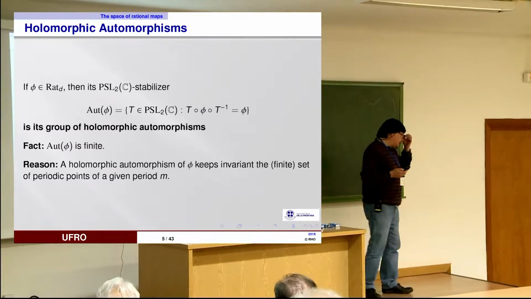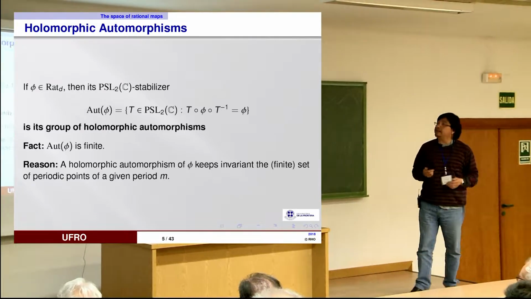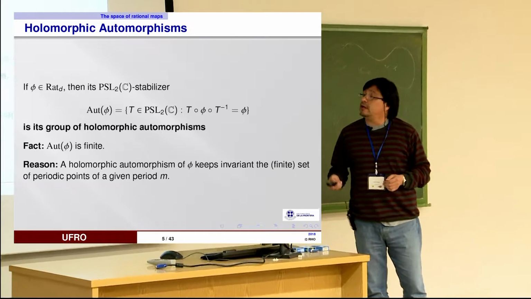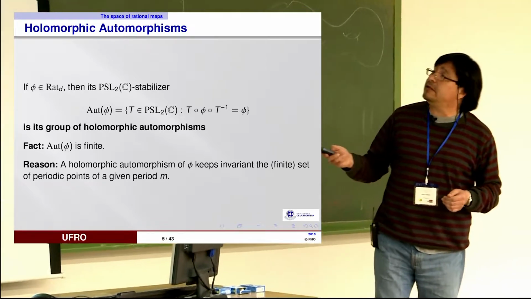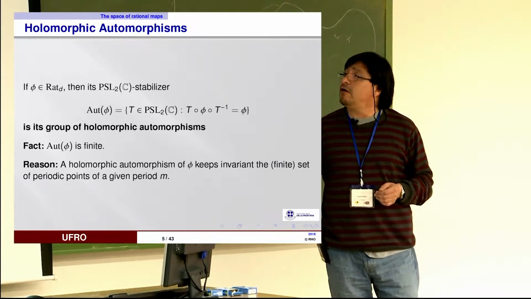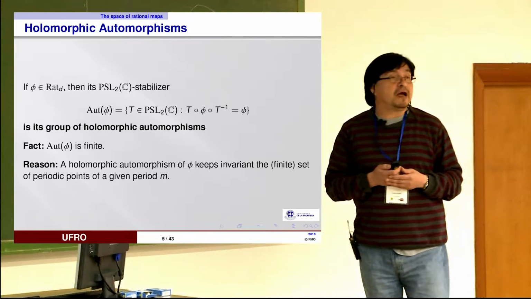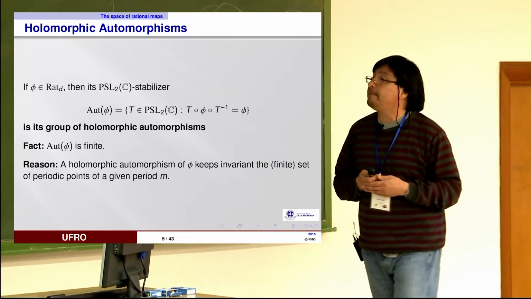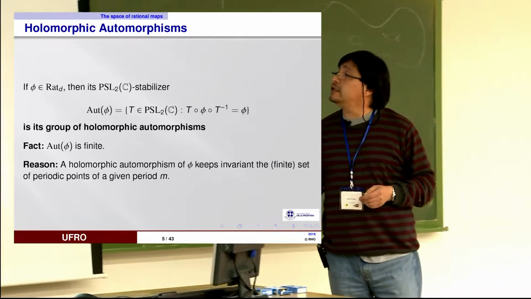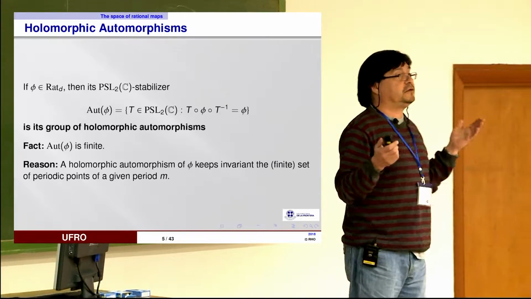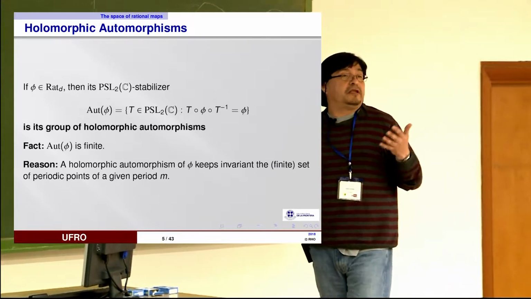So, I have said we are looking at this action of the Möbius group as a group of holomorphic automorphisms of the rational space, and the stabilizer of a rational map is what we call the group of holomorphic automorphisms of the rational map. This group is finite, and the reason is because a Möbius transformation is uniquely determined by the action at 3 different points.